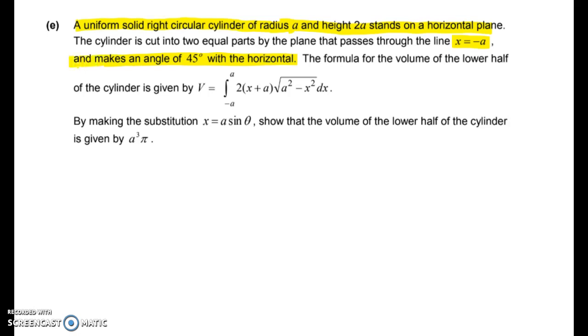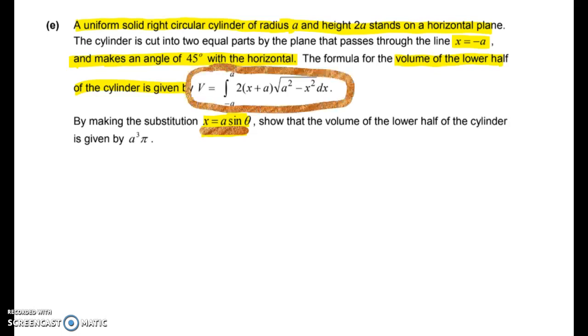But we're not sitting in a scholarship exam. We don't have to figure out how we can find that area. We're told the formula for the volume of the lower half of the cylinder is this. And then we're also given a hint about how to solve the integration problem with a substitution. So what we've got to do is make the substitution and then work through this formula to show that the volume formula ends up giving us a cubed pi.